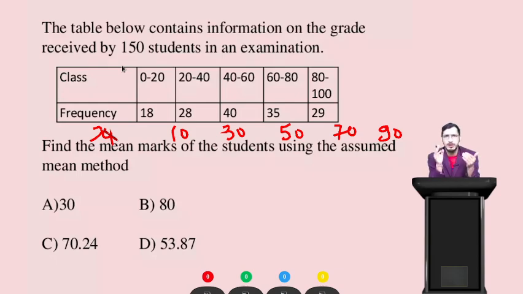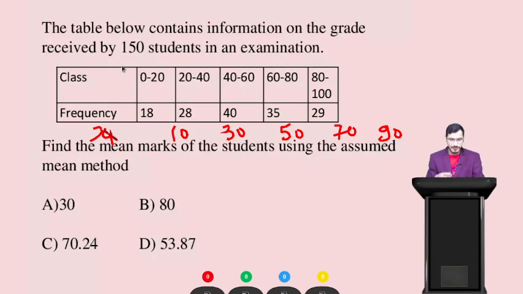We can find sigma fi xi. First we find fi xi. So 18 into 10, 28 into 30, 40 into 50, 35 into 70 and 29 into 90. Or we can use the assumed mean method as well.